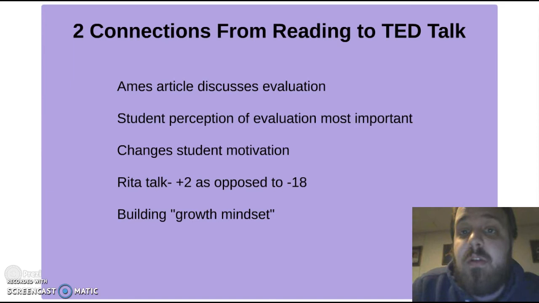It can take a student who maybe is on the fence about whether they want to try or not and tank them if they go, oh man, I got an F on this, it's terrible, I really don't want to do anything anymore. And I really connected that to the TED Talk because she talked about that with her student who on a 20-point test only got 2 out of 20, and she told him that he got a +2 as opposed to a -18. She didn't necessarily use the dialogue that was in the Ames article, but she said a -18 kills a kid, whereas a +2 really gives them an opportunity to grow.